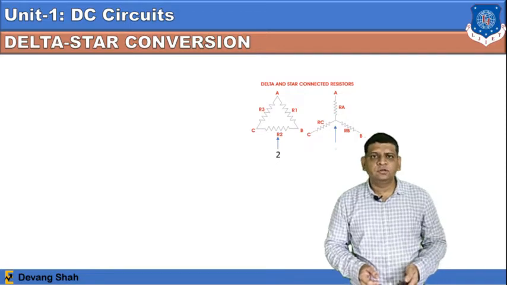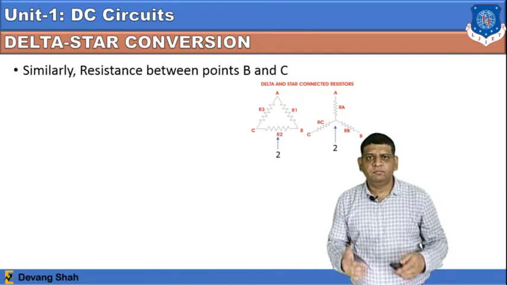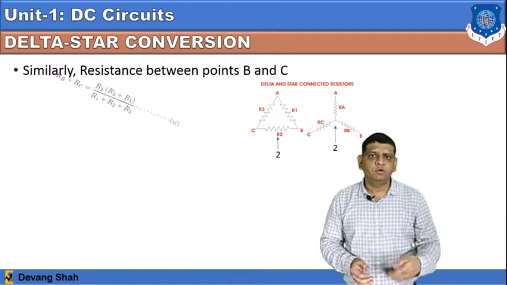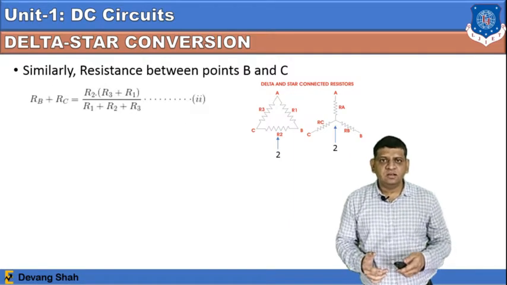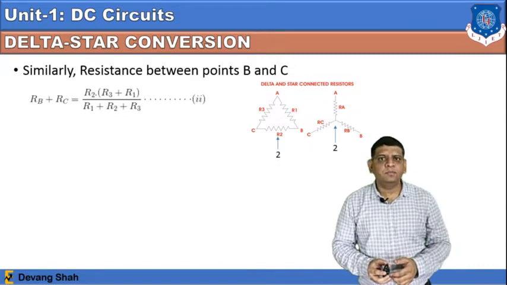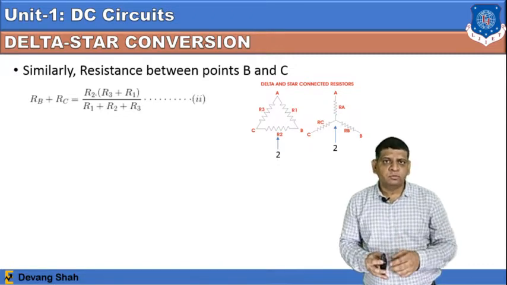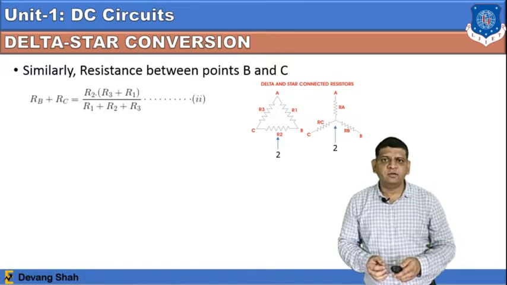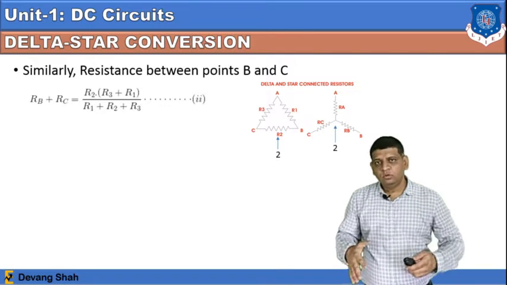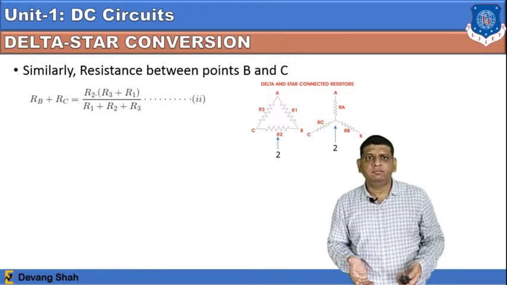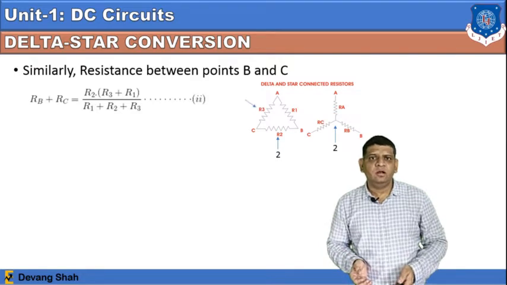Let's go to point number two, the resistance between points B and C. That would be RB plus RC, equal to the parallel combination of R2 with R3 plus R1. From the delta network, this is R2 into (R3 plus R1) divided by R1 plus R2 plus R3. Now the same method we can apply between terminals C and A of star and delta.